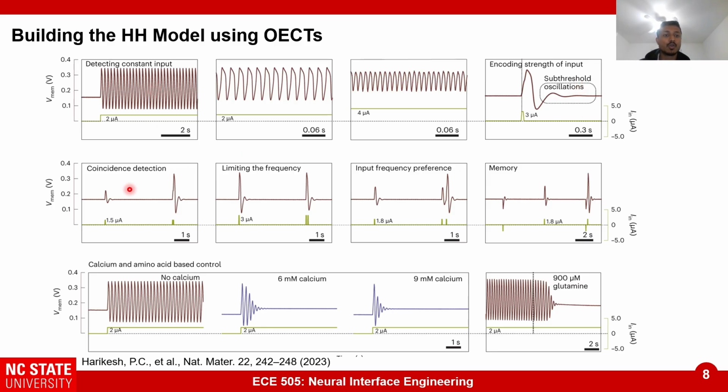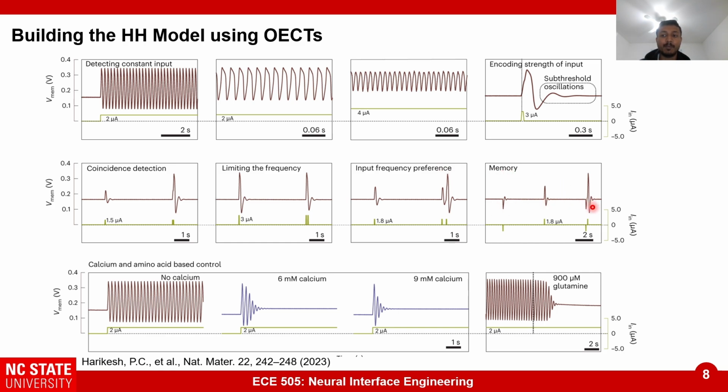and it can also show subthreshold oscillations and coincidence detection, where when you have one input, it has an oscillation, but when you have two inputs at the same time, the magnitude of the voltage increases. So that is what coincidence detection means. When there are two inputs at the same time, the output, the change in the membrane potential, increases. So it can limit the frequency. It can also perform input frequency preference.